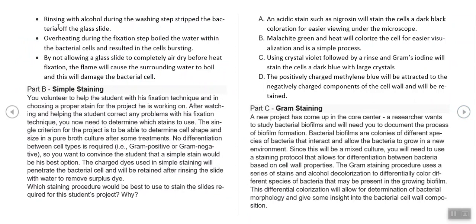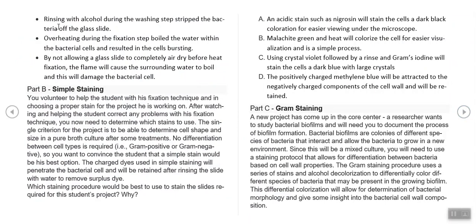So part B. You volunteer to help a student with his fixation technique and in choosing a proper stain for the project he's working on. After watching and helping the student correct a problem with his fixation technique, you now need to determine which stains to use. The single criterion for his project is to be able to determine cell shape and size in pure broth culture after some treatment.